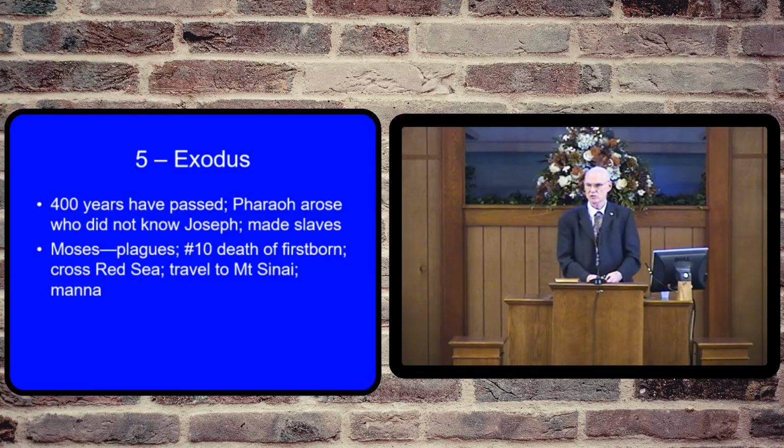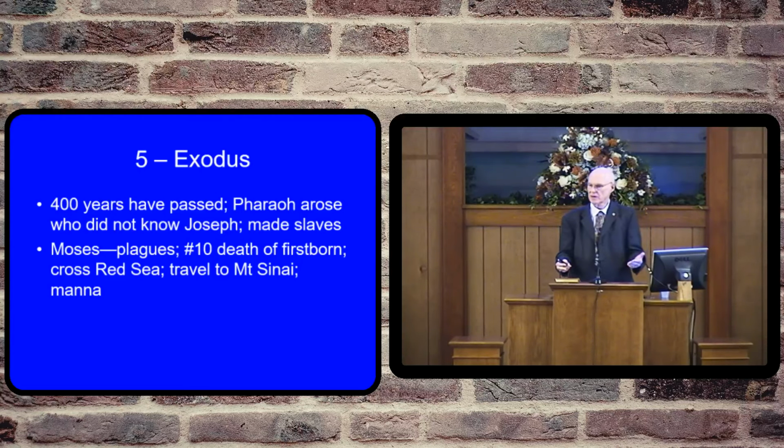The 10th plague, of course, being the death of the firstborn and the blood on the lintels that would keep the death angel from striking the children of Israel. They leave, they cross the Red Sea, and they journey down to Mount Sinai.